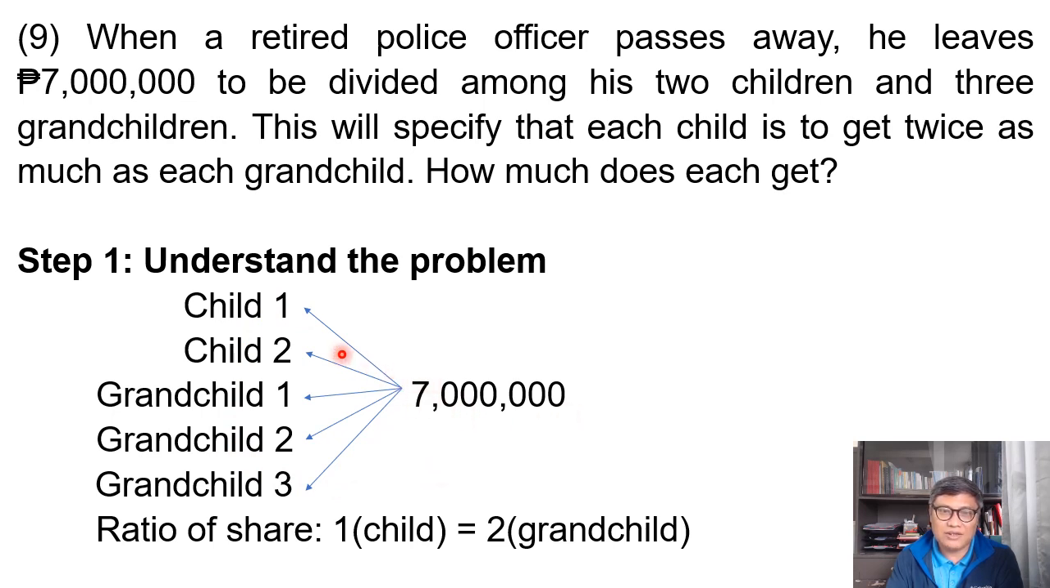And the 7 million will be given to these recipients. So the ratio of the share is that, accordingly, the child is getting twice as much as each grandchild. So the amount of one child is the same as the amount of two grandchildren. If the grandchild is receiving 500,000, then 500,000 times 2 is 1 million. That would be the amount that the child will receive, from this statement that the child is to get twice as much as each grandchild.